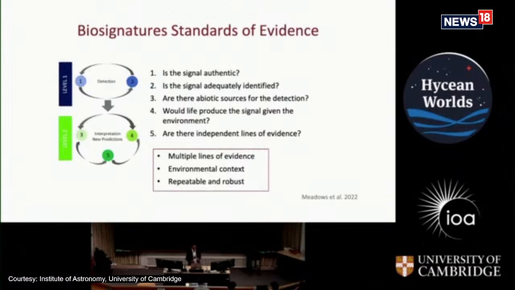Obviously, as a community, people have been thinking about, well, what does constitute a robust biosignature? People have been building standards of evidence. But if I summarize everything in my mind, what is it that I need to be comfortable to eventually claim a life detection? I need multiple lines of evidence. And that's why we kept this observation separate.